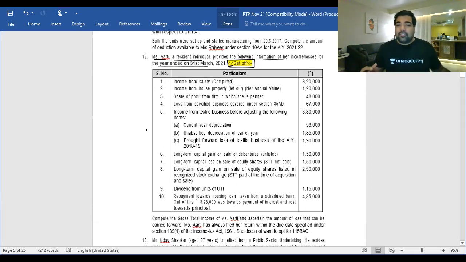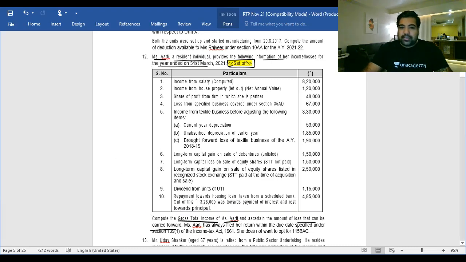But I have a very, very nice shortcut based on a blood bank. When you require blood, how do you go to a blood bank and how they match your blood? Based on that, a very, very simple but amazing shortcut that will help you in set off. I'll try and use it here as well. What do we need? We need to compute the gross total income, guys. So no deductions, only the gross total income of Miss Aarti and ascertain the amount of loss that can be carried forward. Let's do this.